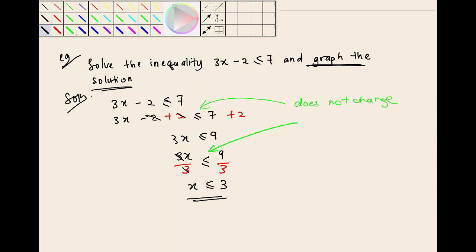So that is your answer, but you're not done yet because you have to draw the graph of the solution. So to draw the graph, we just have to draw the x line. Then you have numbers 1, 2, 3, and 4. It says that x is less than or equal to 3. So you can draw like this: a square bracket and an arrow pointing to negative infinity.